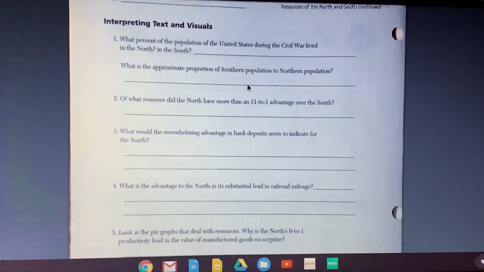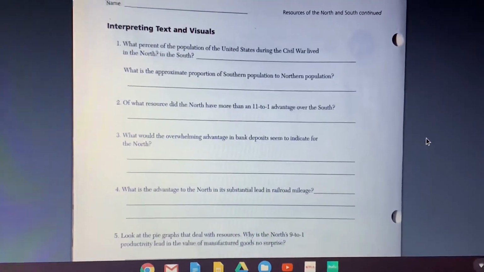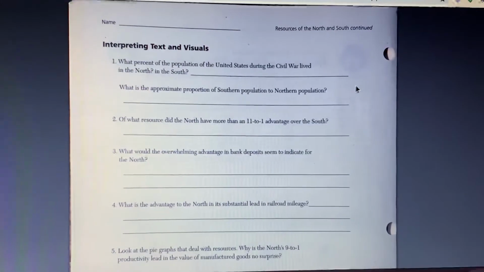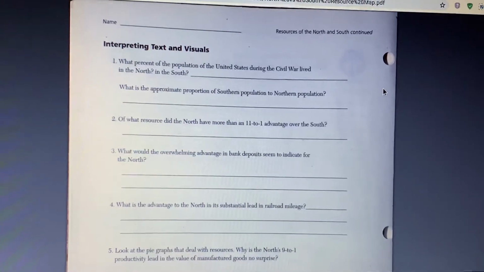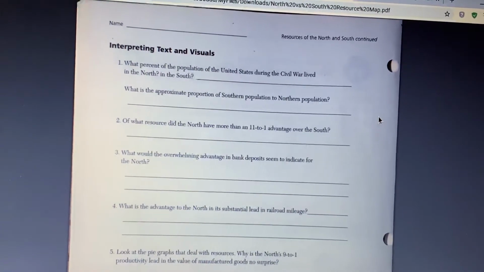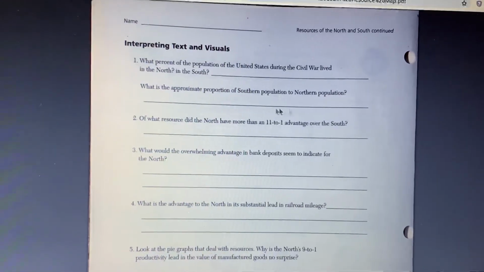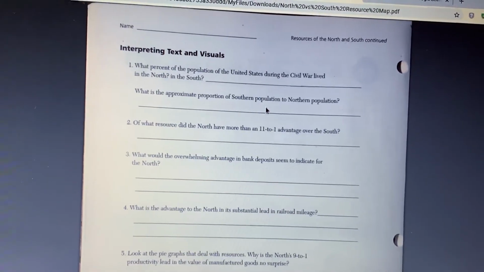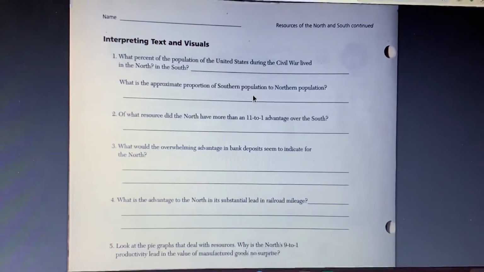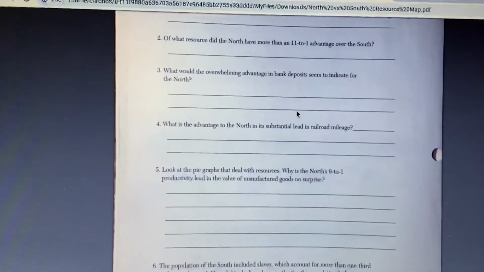And then what is the approximate proportion of Southern population to Northern populations? In other words, what is the ratio? So what you would do is you would do like a fraction, right? You would put the South population in the numerator, Northern population in the denominator, and then try to simplify that as much as you can. You would put blank colon blank, right? It's a ratio, a proportion. If you just want to type the ratio into Google to get a better visual, you may.